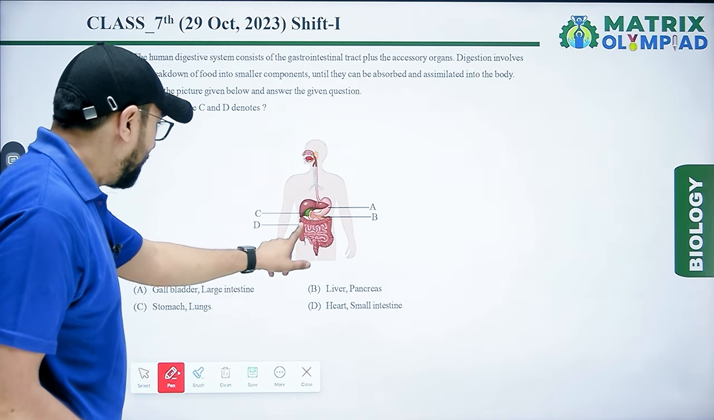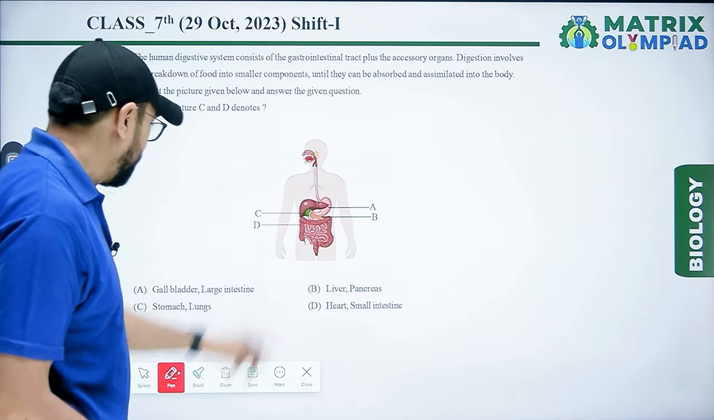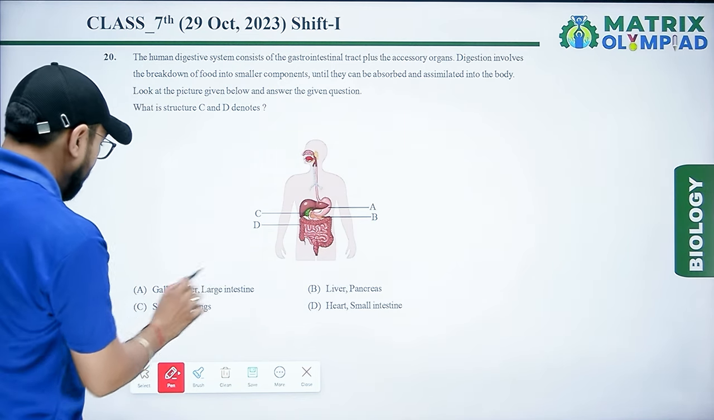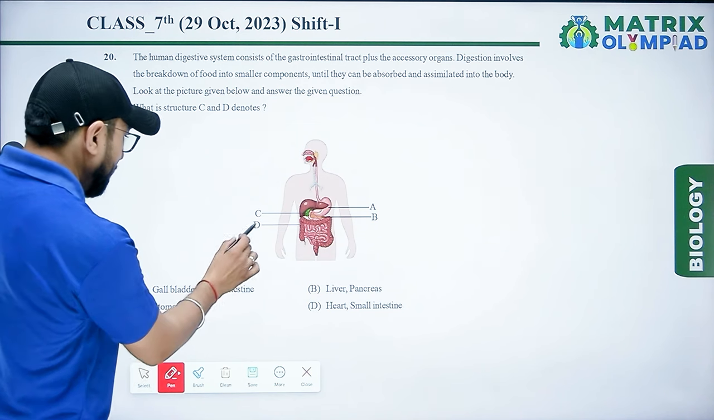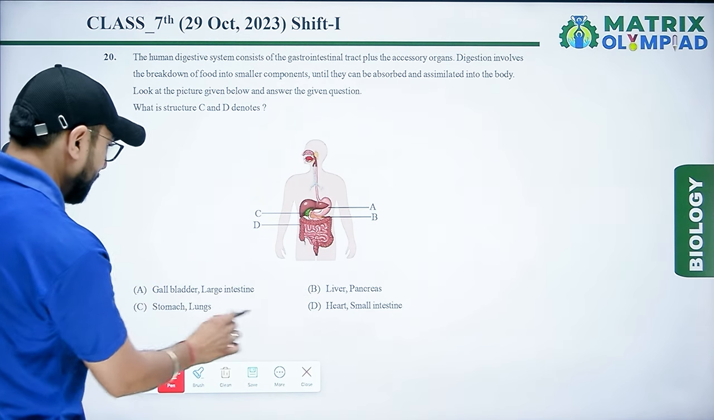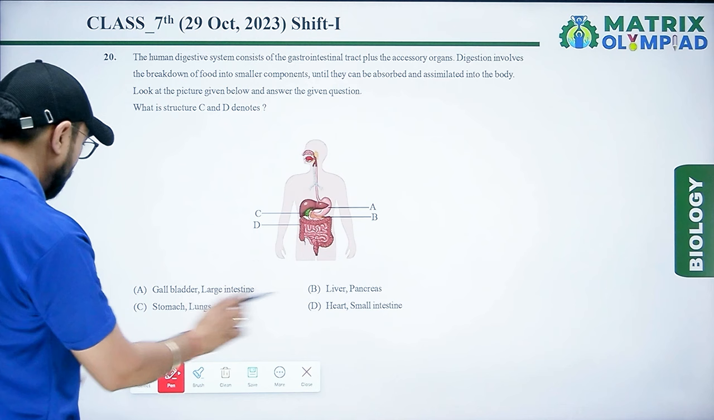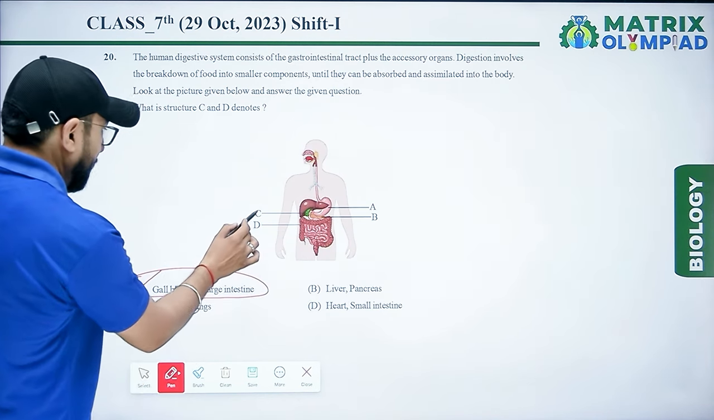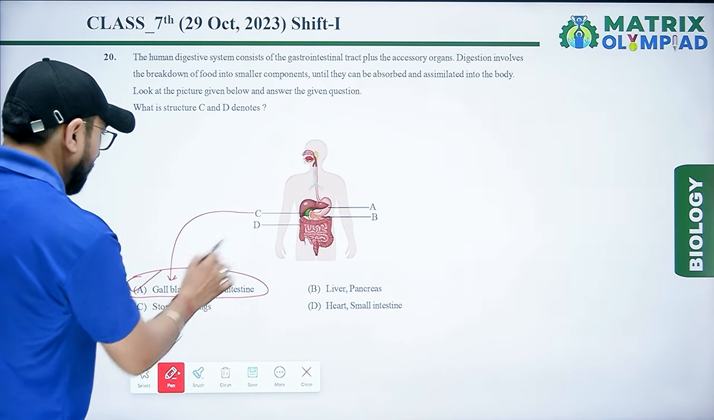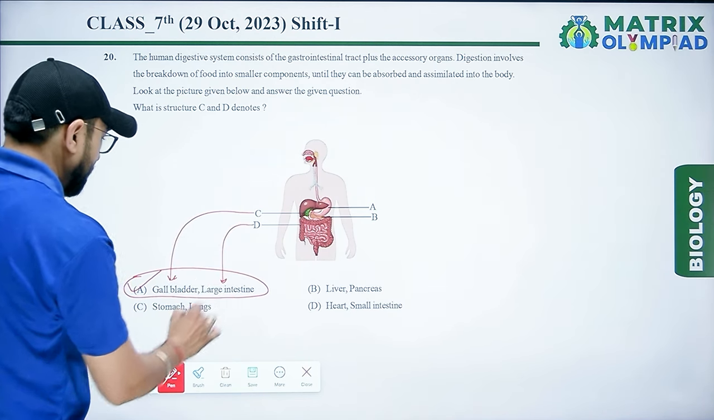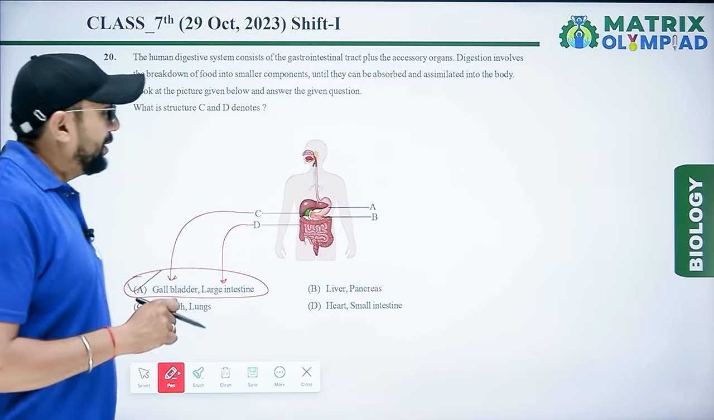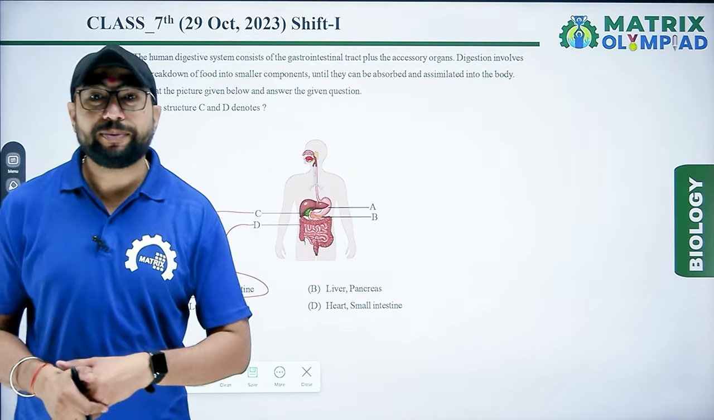D portion, that is the large intestine. So our right answer for C and D: gallbladder, large intestine, liver, pancreas, stomach, heart. No. The right answer is option A. That is gallbladder and D is large intestine. So the right option is option A. These are all the solutions for the biology portion.